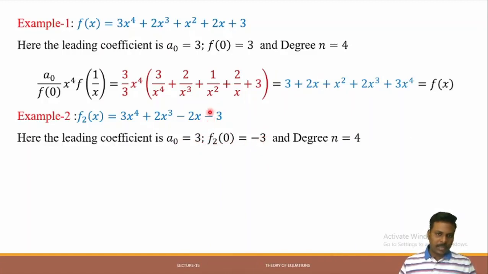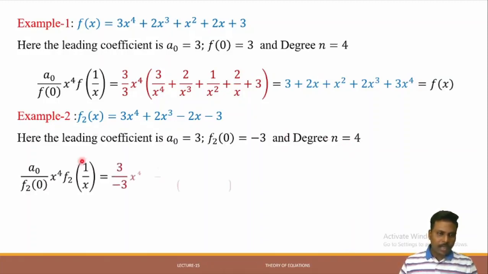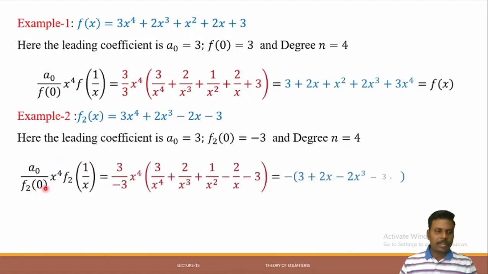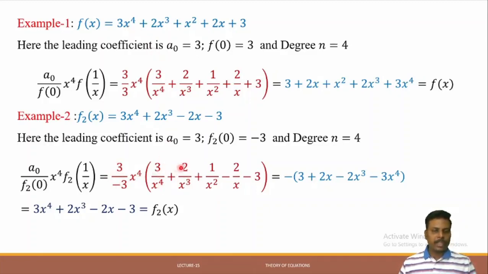That means the constant term here is minus 3 and the degree remains the same. Now let us evaluate this quantity, a naught divided by f2 at 0, x power 4 f2 of 1 by x, that is equal to 3 divided by 1 by 3, x power 4 into 3 by x power 4. That means I am substituting 1 by x in place of x here. Now this becomes minus of 3 plus 2x minus 2x cube minus 3x to the power 4. This is equal to 3x power 4 plus 2x cube minus 2x minus 3. This is nothing but your f2 of x. So f2 is also a reciprocal polynomial.